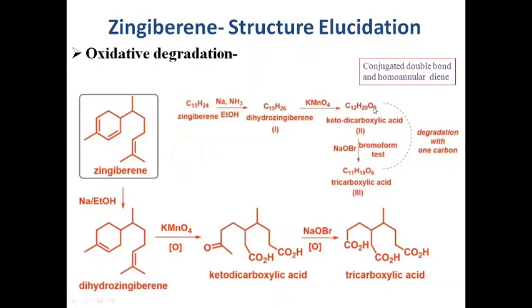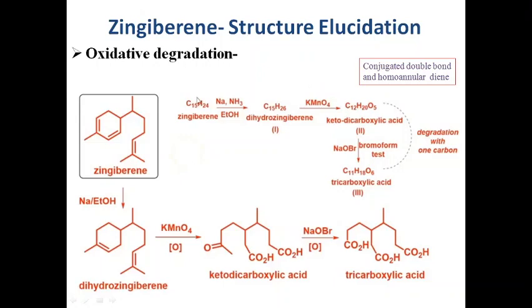This keto dicarboxylic acid undergoes the bromoform test and forms a tricarboxylic acid of the formula C11H18O6. This means 1 carbon atom is less than the keto dicarboxylic acid, compound 4. This 1 carbon atom is lost in the form of bromoform, CHBr3. This reaction, the bromoform test, gives further evidence of the presence of a methyl ketone group in the keto dicarboxylic acid.